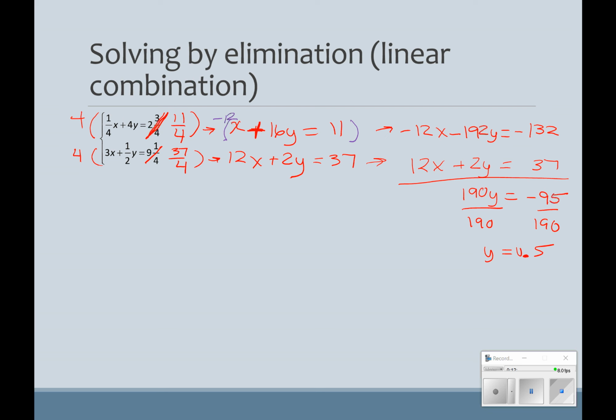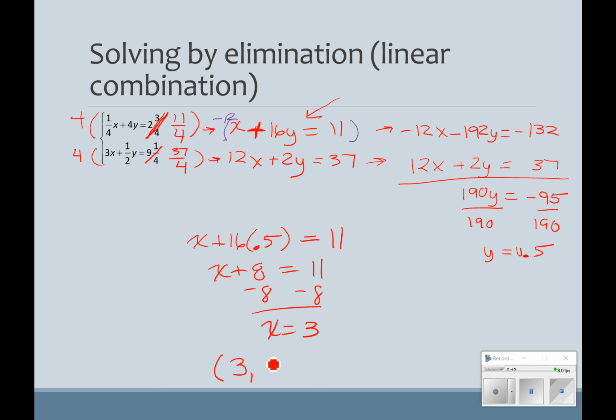Then I'm going to put that value in, and I'm going to use the equations that I multiplied through, so I'm going to use this equation right here. So x plus 16 times a half equals 11. 5/10, remember, is equivalent to a half. So half of 16 is 8. If I subtract 8, I'm going to get x equals 3. So my solution is 3 and 5/10.